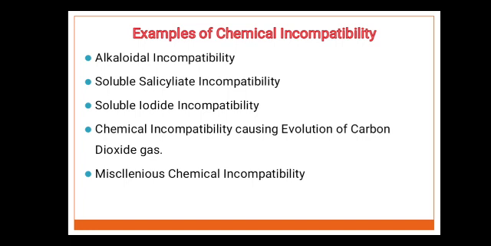To overcome all these types of chemical incompatibilities, generally the precipitate yielding interactions are used, or method A and method B are used to overcome these chemical incompatibilities.